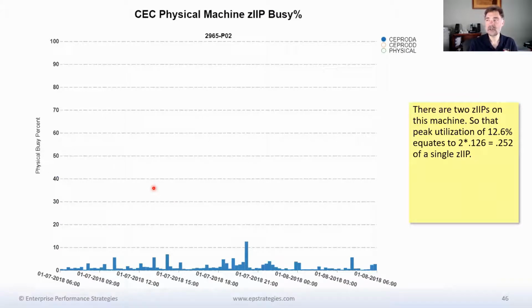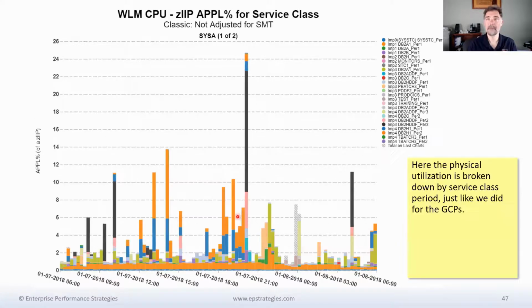So just to point out here, there were 2 zips on this machine. The peak utilization across those 2 zips is about 12.6% of the machine. So this would equate to about a quarter of a single zip's worth of capacity. Okay. And in fact, if we take a look at that utilization by service classes here, we'll see that it comes out pretty close to a quarter of 1 zip's worth of capacity.